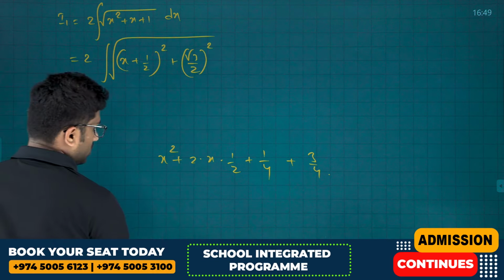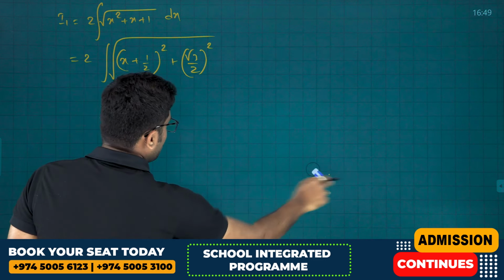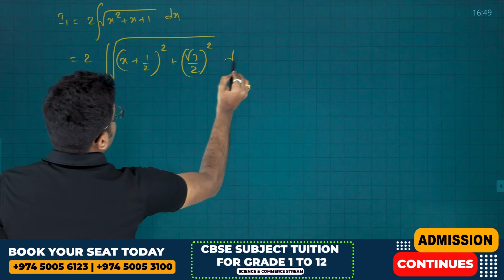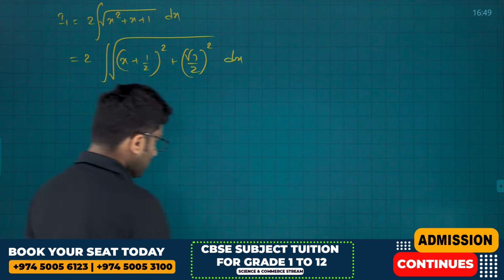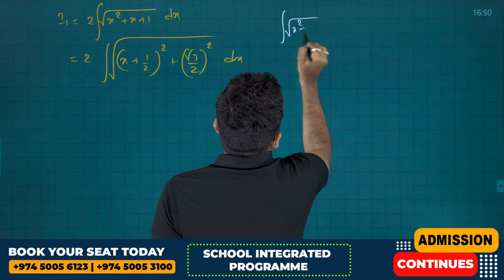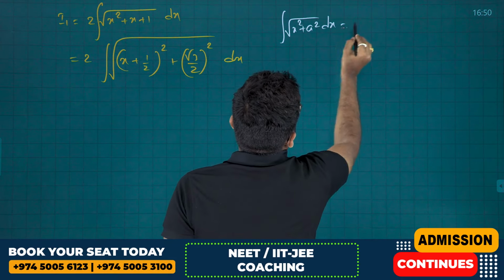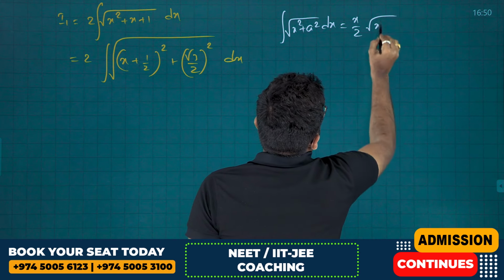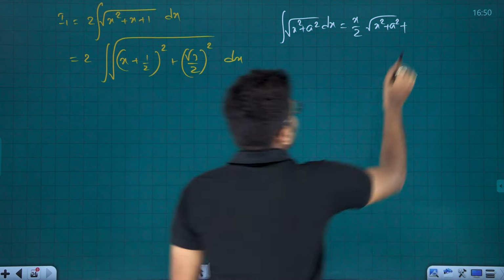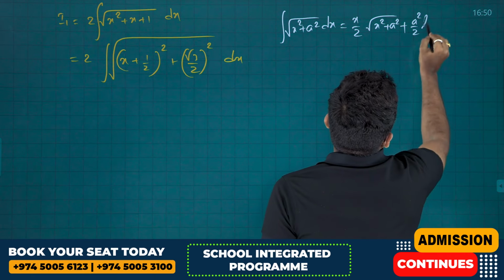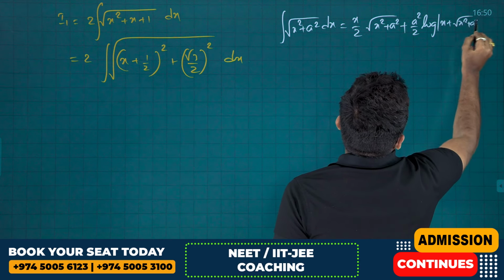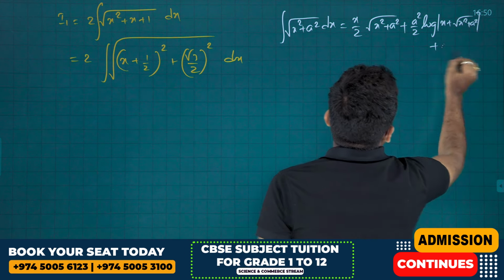So root over (x + 1/2) whole square plus (root 3 by 2) whole square, whole dx. So the formula for root over x square plus a square: the integral of root over x square plus a square dx is nothing but x by 2 times root over x square plus a square, plus a square by 2 times log mod x plus root over x square plus a square, whole plus c.